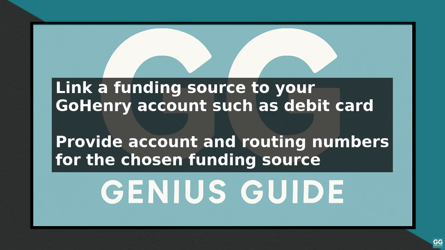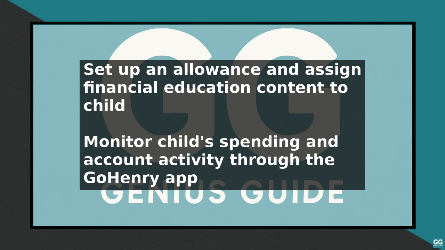college fund. Finally, you will receive a GoHenry debit card in the mail for your child. This card can be used to make purchases online or in stores, and can also be used to withdraw cash from an ATM. You can monitor your child's spending and account activity through the GoHenry app, and receive notifications when your child makes a purchase or withdraws cash.